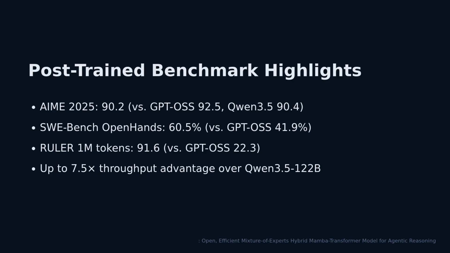On benchmarks, Nemotron 3 Super holds its own against much larger or slower models. On AIME 2025, it scores 90.2, competitive with GPT-OSS 120B at 92.5. On SWE-Bench with OpenHands, it reaches 60.5%, well above GPT-OSS 120B's 41.9. On long context RULER at 1 million tokens, it scores 91.6, while GPT-OSS 120B drops to just 22.3. All of this while delivering up to 7.5 times faster throughput.